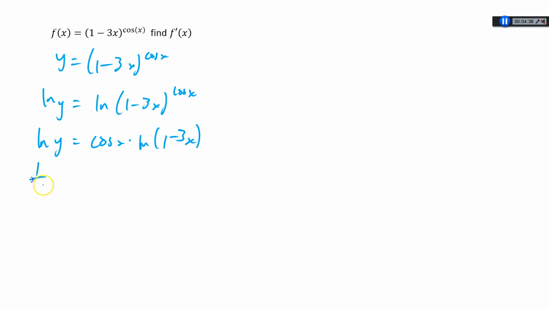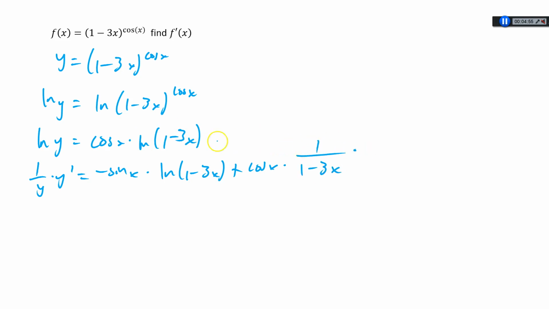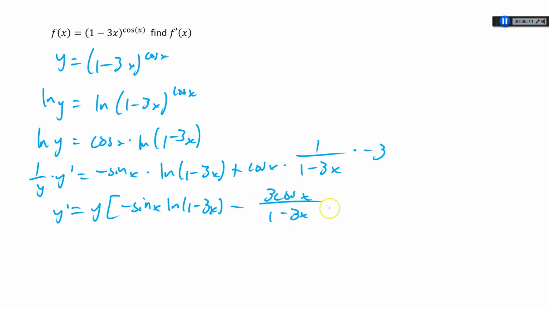Now we take the derivative of both sides. 1 over y times y prime. Derivative of cosine is negative sine x times, leave the ln of 1 minus 3x alone, plus, excuse me, this time leave the cosine alone, multiply by the derivative of this guy, which is 1 over 1 minus 3x. Now we have to chain that, right, times the derivative of the inside function, which is negative 3. So y prime is y times negative sine x ln (1 minus 3x), minus 3 cosine x over 1 minus 3x. I think that's the best we can do.